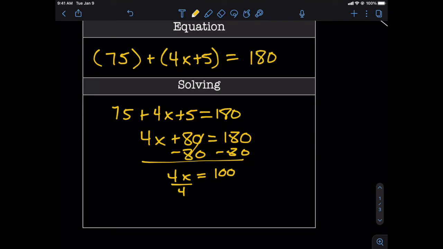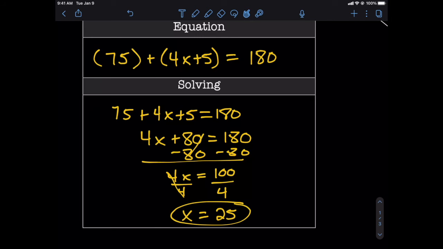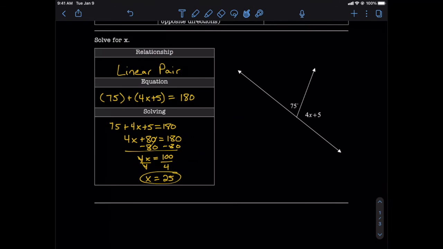I need to get rid of that 4, so I'm going to divide both sides by 4 because it's timesing by x, and that's going to give me an answer of x is equal to 25. See what I'm saying about how these solving skills are the same as what we learned in algebra class? Just because we're doing something with angles doesn't mean that the steps, the rules of algebra, are going to change.